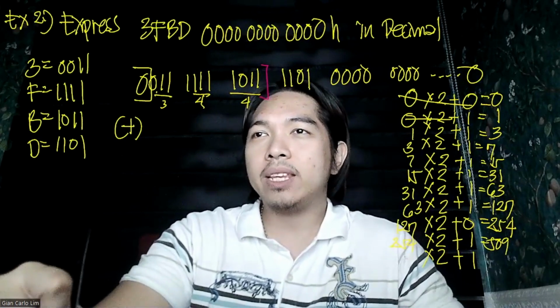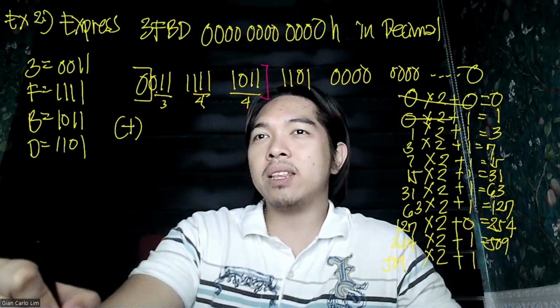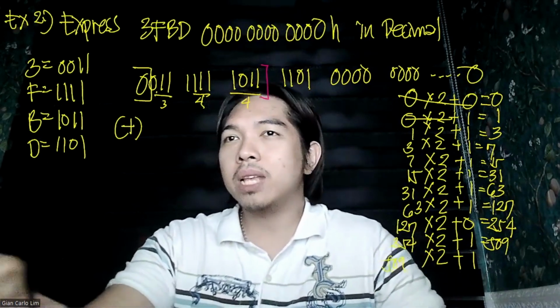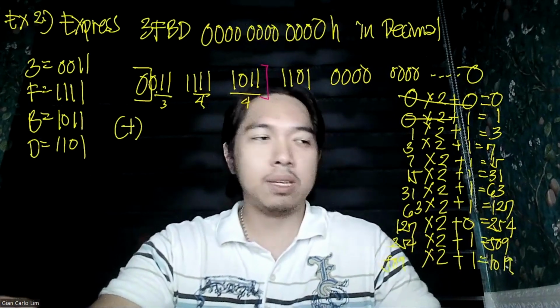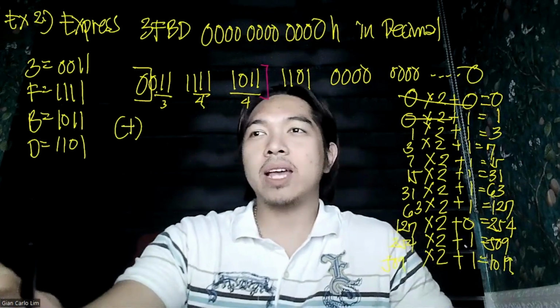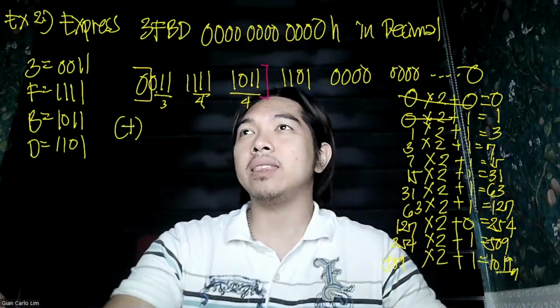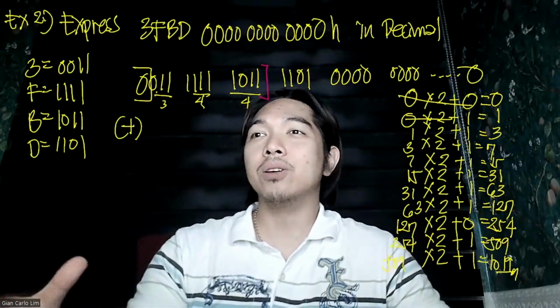And 509 times 2, so that is 1018 plus 1. So 1018 plus 1, so that is 1019. Okay, so 1019. So that's correct. So we already have the value, so 1019. So after we get that, so may 1019 na tayo.